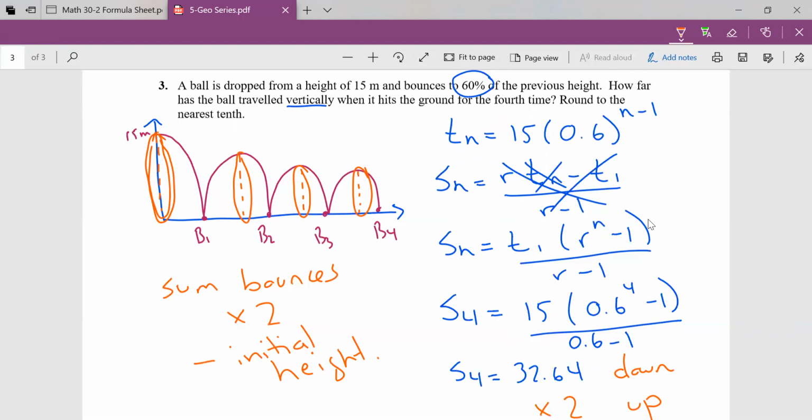Now, there is another way to do that question, my friends, but to me, I like this way. I think it's the easiest way to do it. Okay, you are done geometric series.